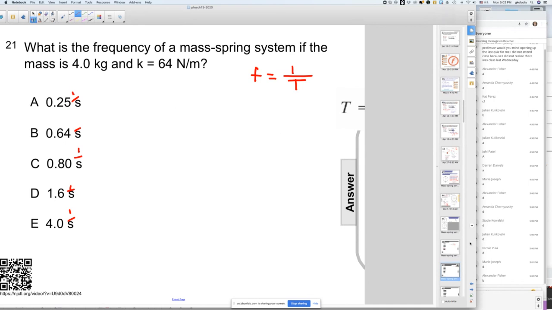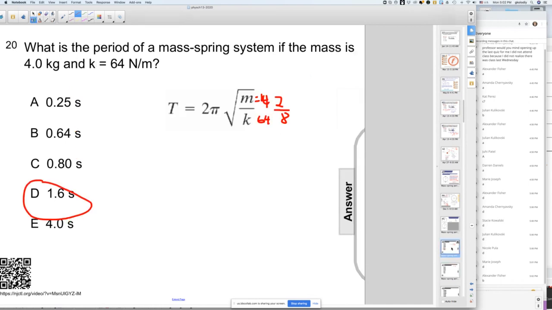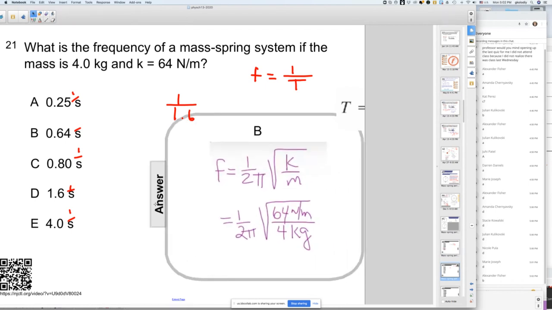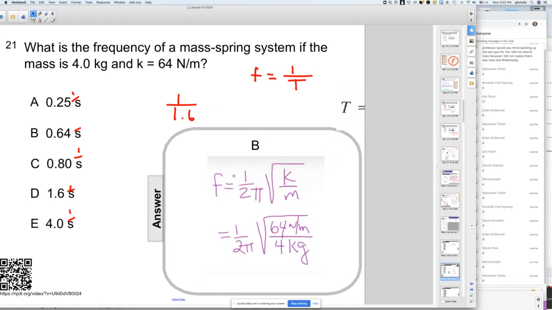Well, you can just do nothing but invert the answer you got here. The answer here was 1.6, so the answer is going to be 1 over 1.6. Or you can use the equation right from scratch, invert the whole equation. Frequency, instead of being 2 pi square root of m over k, is 1 over 2 pi square root of k over m. And you can do that from scratch here.